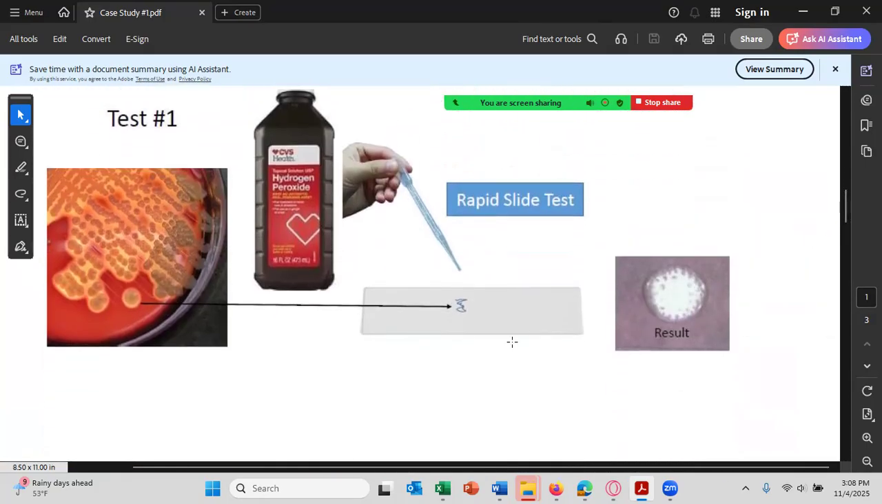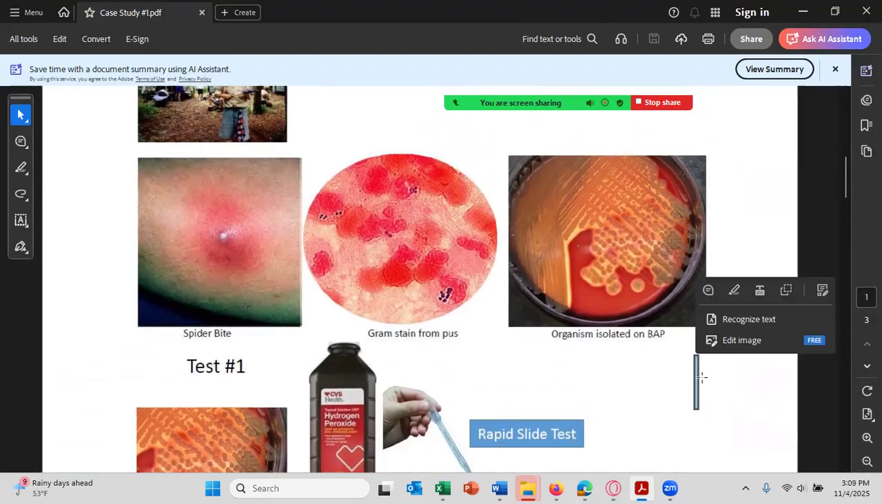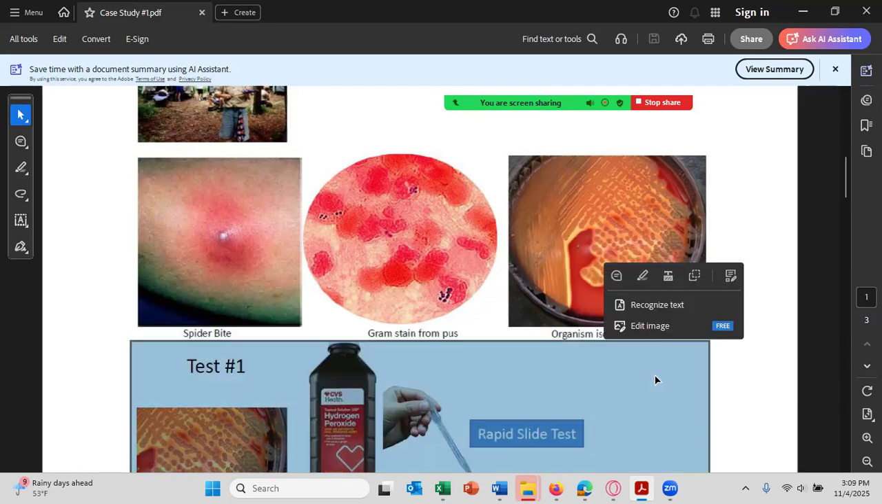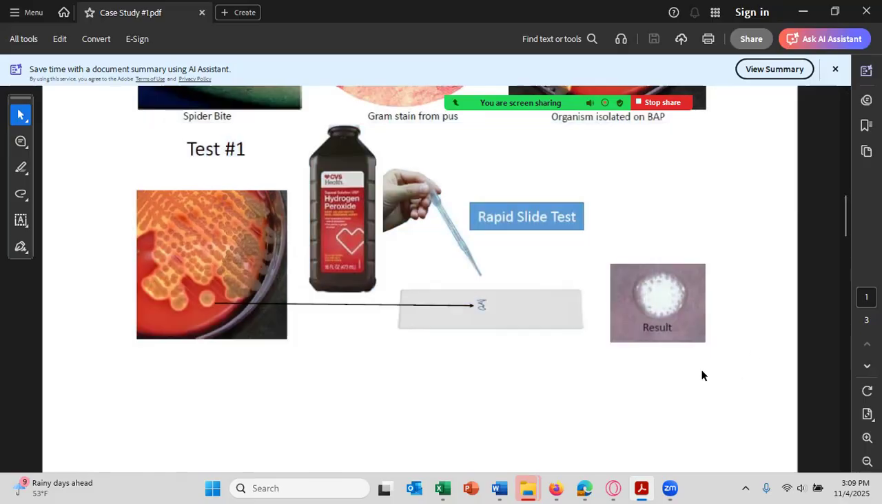And then they're doing the catalase test. So they have the bacteria there that they got from the blood agar plate, and then they're adding hydrogen peroxide to it. And there's the result of the catalase test.